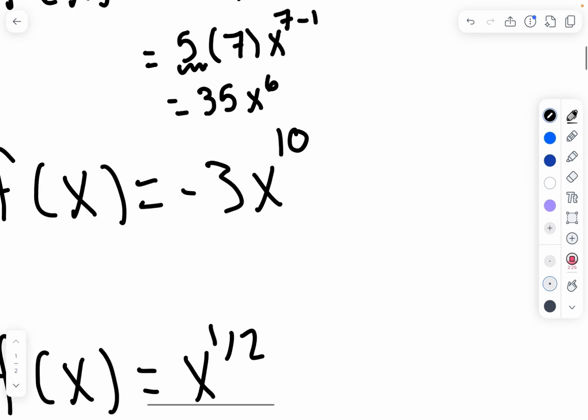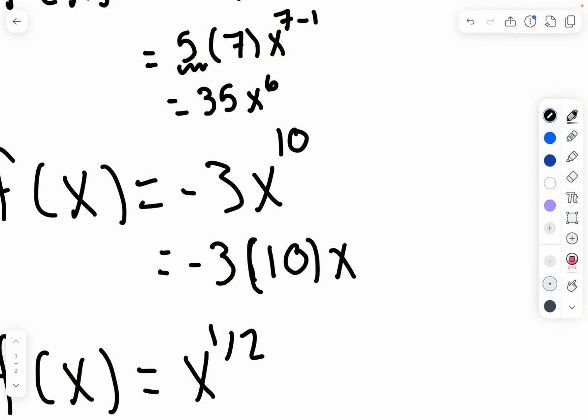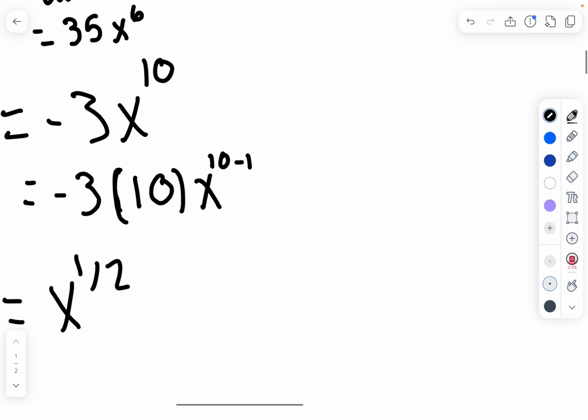Now we have negative 3x to the power of 10. What we're going to do is write our negative 3 like normal, and then bring that 10 down below. So we have times 10, then x to the power of n minus 1, so 10 minus 1. Now we can simplify this a little further. Negative 3 times 10 is negative 30, and then x to the power of 10 minus 1, which is 9. Final answer: negative 30 times x to the power of 9.